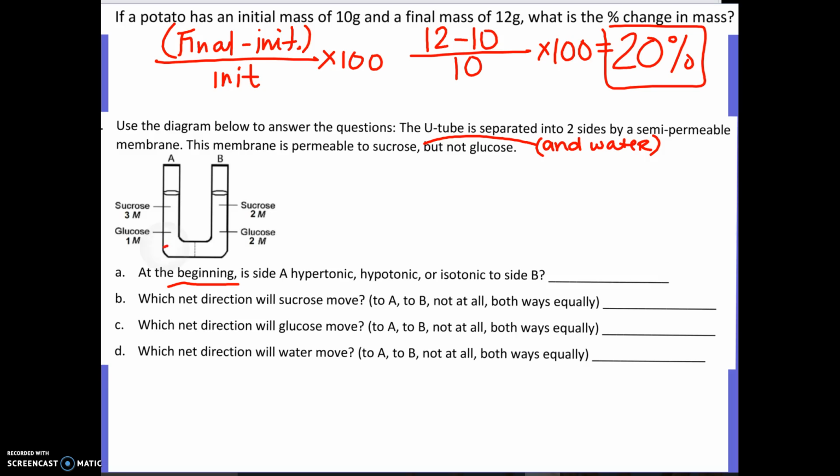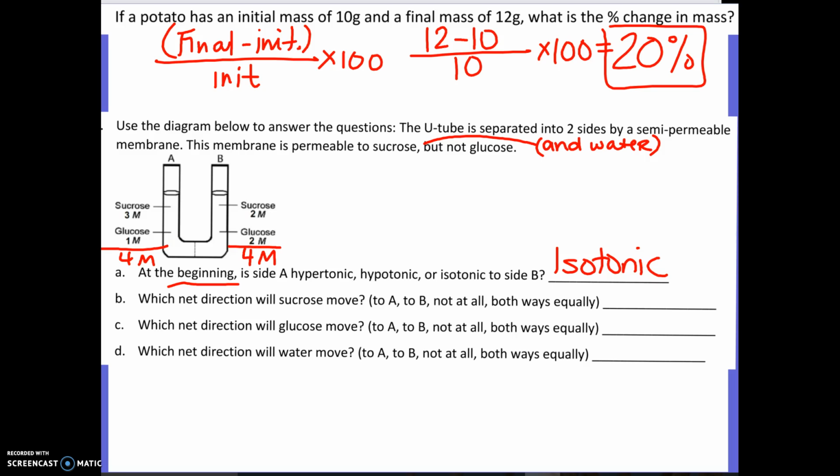The way you figure this out, you literally add them. So we got a total of 4 molar here, and we got a 4 molar on the right too. So this would be isotonic. But here's the thing. Since the membrane is permeable to different things, it may not stay that way. So you can't assume that just because it's isotonic when they set it up, it's going to stay that way.